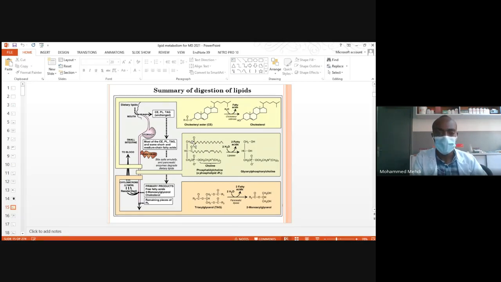This is a phospholipid structure. There are 2 fatty acids at carbon number 1 and 2. At carbon number 3, there is phosphate with the nitrogen base choline. It is acted on by a phospholipase.